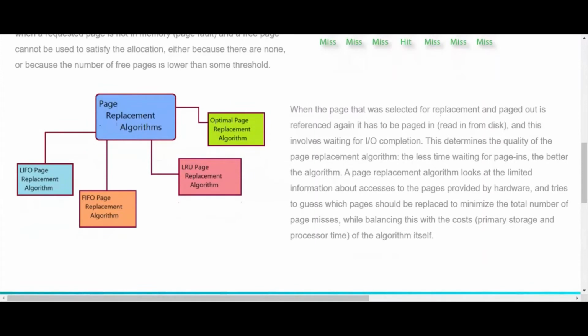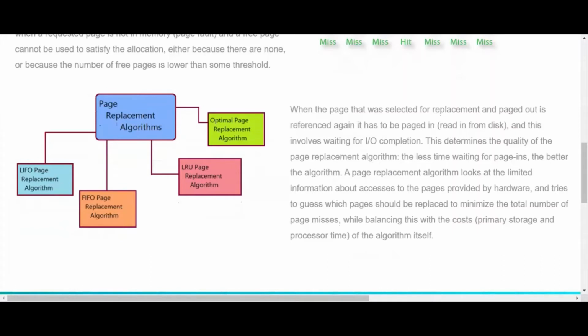When the page that was selected for replacement and paged out is referred again, it has to be paged in or read in from the disk. And this involves waiting for the IO completion. This determines the quality of page replacement algorithms. The less time waiting for page ins, the better is the algorithm.